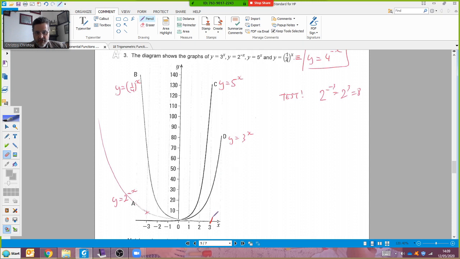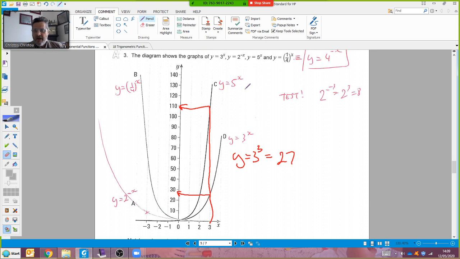Let's try. 3. Right, here are two solutions. Again, this is really, really crude. Do you know when x equals 3, y becomes 3 to the power of 3? Anybody know what 3 to the power of 3 is? 27. Look, that's quite close. Now, what about this one?